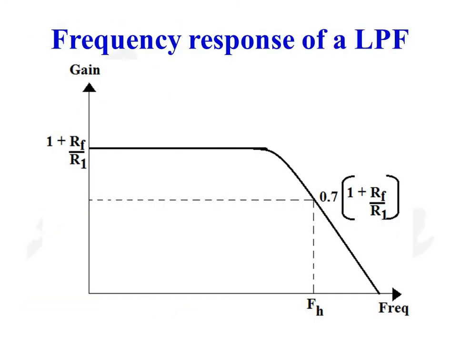So this is the frequency response of a low pass filter. 1 plus Rf by R1 is the gain of the non-inverting amplifier, and that is the maximum gain of this active low pass filter. So for all frequencies less than cutoff frequency fH, gain of the circuit is greater than or equal to 0.7 into 1 plus Rf by R1. When frequency of the input signal is equal to fH, gain of the active low pass filter is equal to 0.7 into 1 plus Rf by R1. And from this value onwards, if we increase the frequency beyond this value fH, we can see that the gain falls.